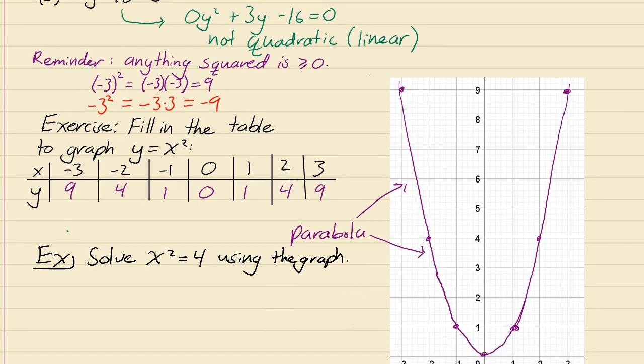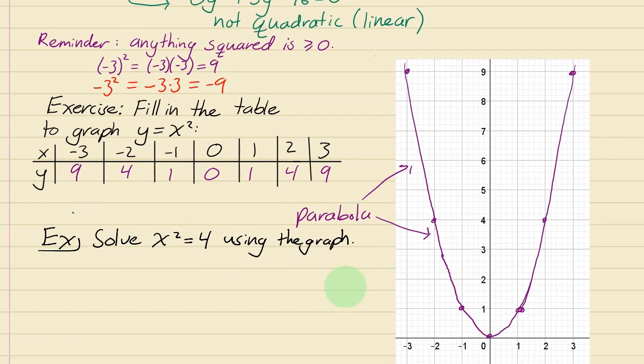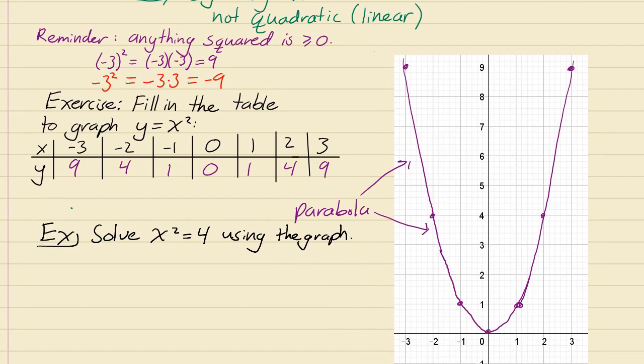Okay, I also want to do a quick example of using this previous graph to solve an equation. This is a really simple example, but it's good to go over solving equations using a graph because you guys did badly on that on the first test. So how do we solve an equation using the graph? Well, remember that this equation is y equals x squared. So everywhere in the graph, y and x squared are the same thing.